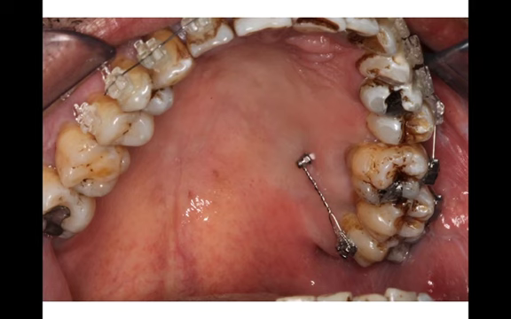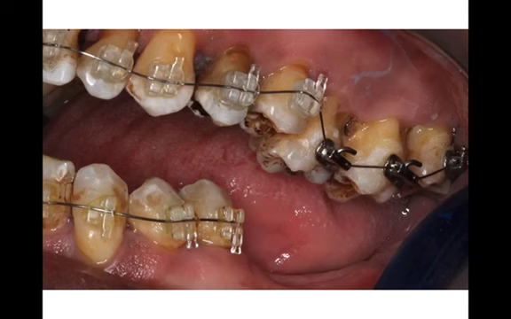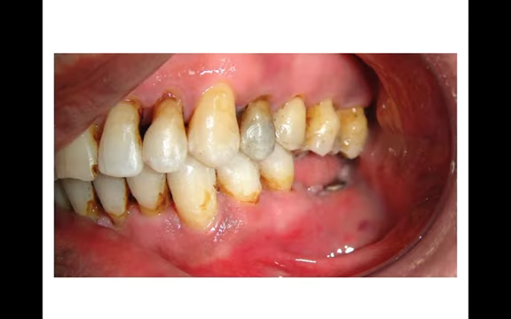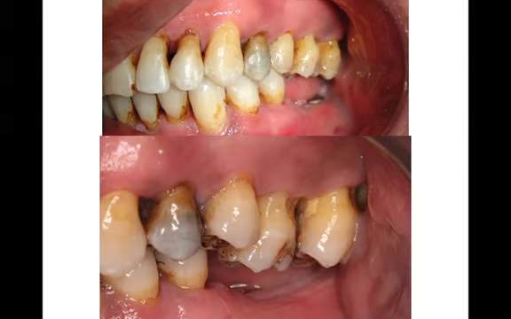This patient was treated with a fixed appliance using mini screws to reinforce anchorage, and then we intruded the molars, and this is the result. The molars are intruded and we have enough interocclusal space for future replacement. As you can see, the difference between the photographs before and after.